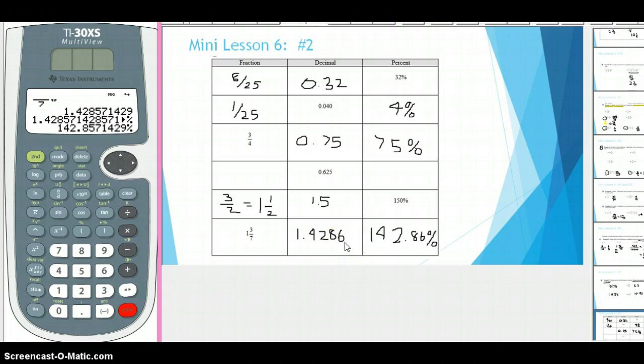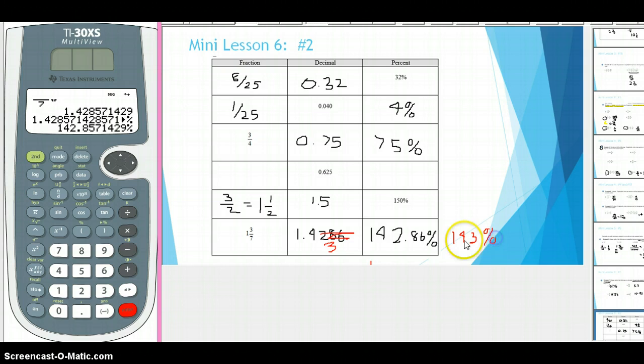Something important that's going to happen in a lot of your questions is they're going to say round your percent to 2 decimal places, or round your final answer to 2 decimal places. Well, if your final answer is a percent, you don't want to round the decimal to 2 decimal places. So if we had done that, that would be the decimal rounded to 2 decimal places, and then our percent would be, oops, let's write it over here, 143%.